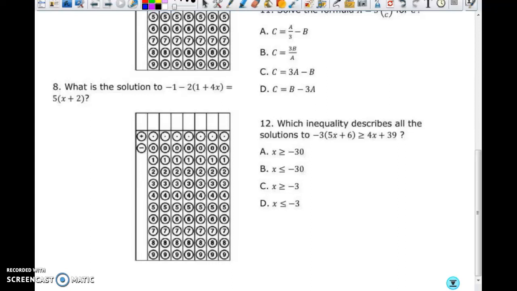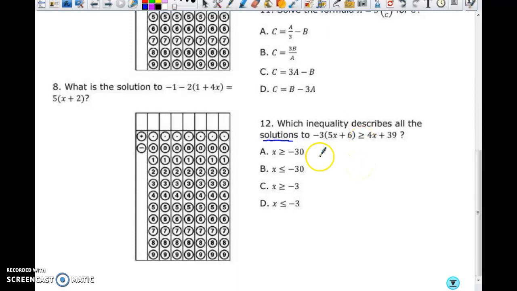Okay, the last one I'm doing is number 12, and I'm doing this one by itself because I wanted to show you another magic trick that you haven't seen before. So this one is which inequality describes all the solutions. So again, we are solving for x, right? We learned how to deal with an inequality.